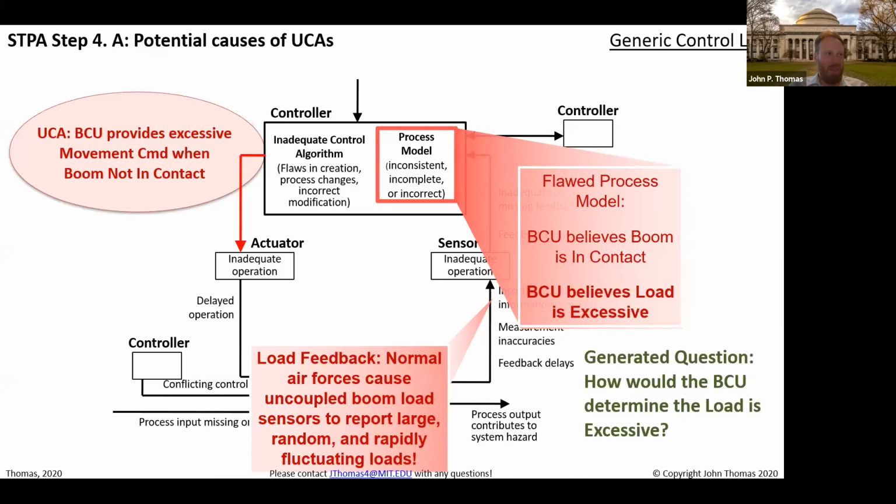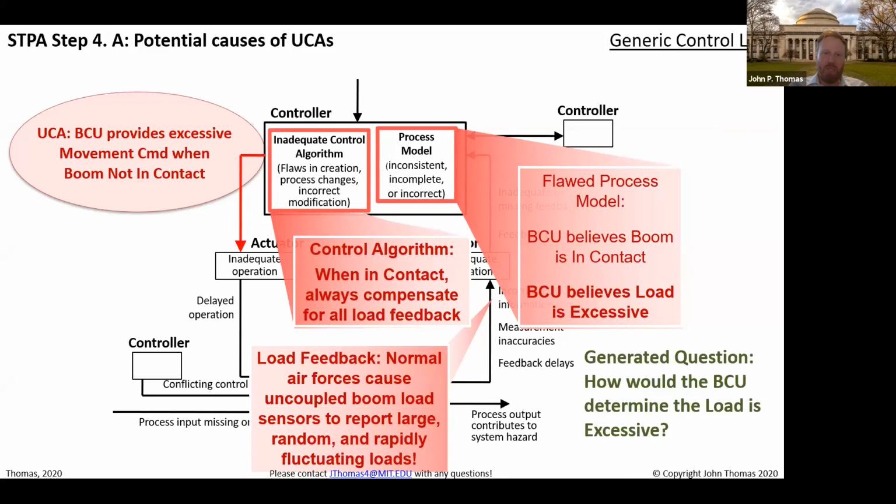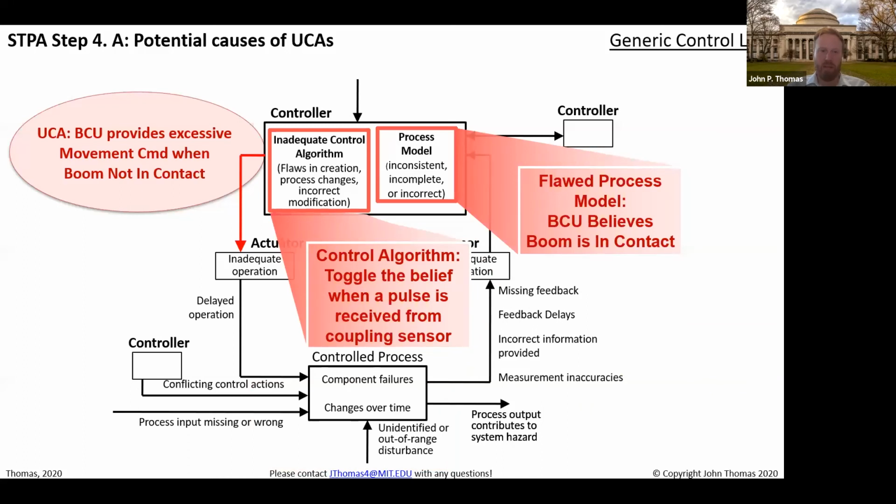The BCU is going to try to zero out those loads. So that explains one of the process model flaws. That'll happen right away if we're listening to those load sensors. And by the way, the control algorithm to process the feedback and turn it into control actions for movement doesn't have any filter built in. It's designed to always compensate for all load feedback anytime the boom is in contact. That's interesting. I think we're getting some scenarios here.